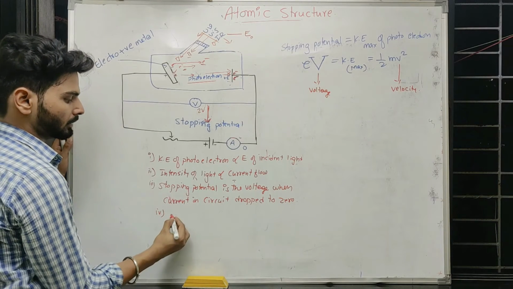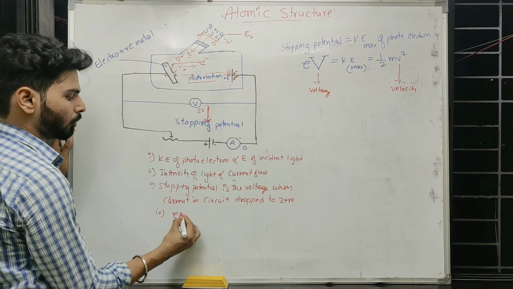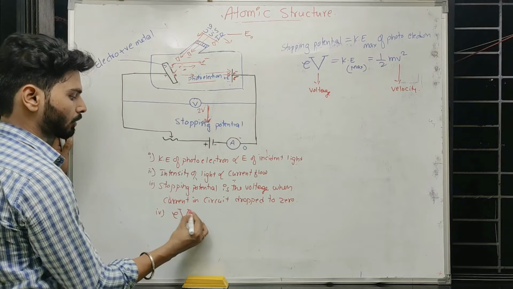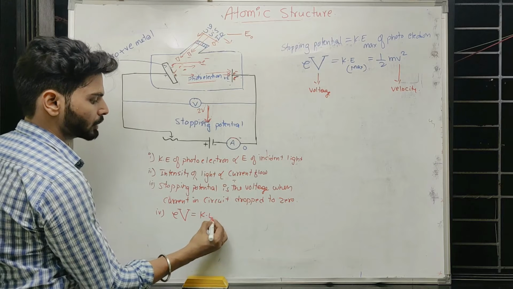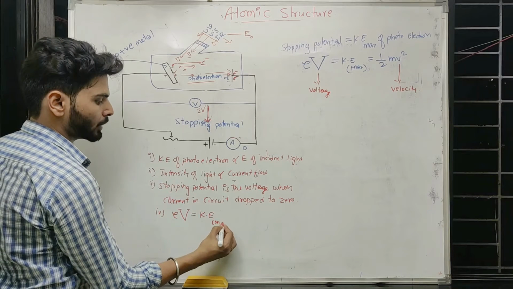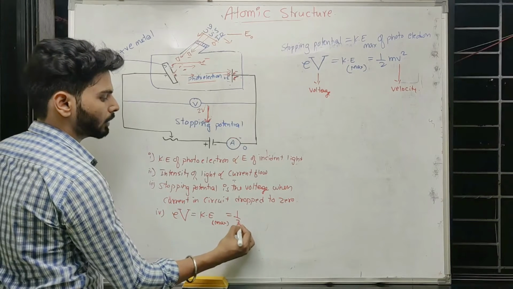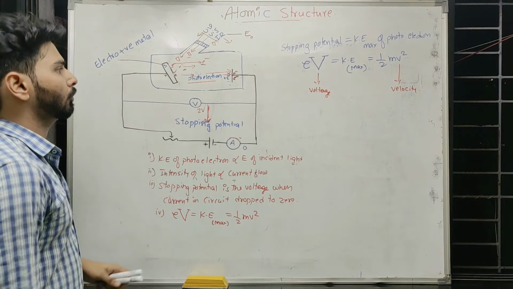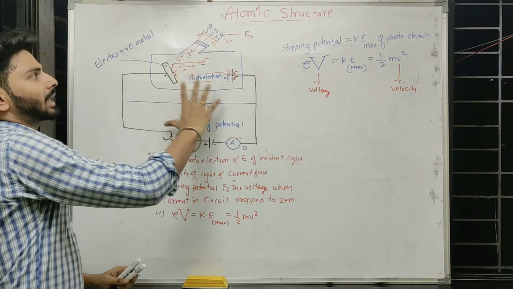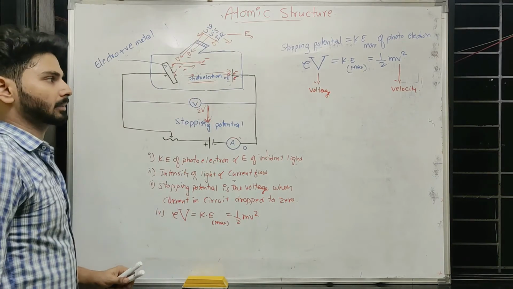And one more is this stopping voltage, that is charge of electron, that is e, times voltage is equal to the maximum kinetic energy of the photoelectron, and this is equal to half mv square. So now, how is this stopping potential connected with the incident light?